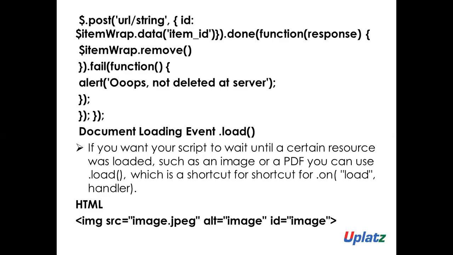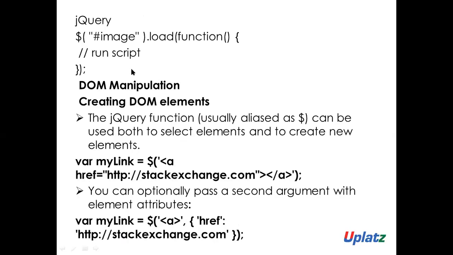How can you make event loading? If you want your script to wait until a certain resource gets loaded, such as an image, PDF, or the like, we have some shortcuts like the onload handler. So this is the image, jQuery, my image function dot load, and we can run the script. So these are the events which we can use.